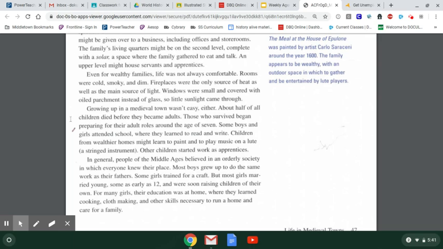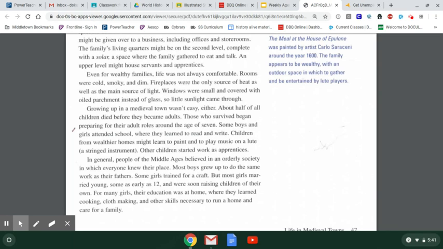About half of all children died before they became adults. That's a crazy number. Those who survived began preparing for their adult roles at around the age of 7. Around the age of 7, think about how old you are now. Think about how many years are between you and 7. That's how long children would have started to become adults.